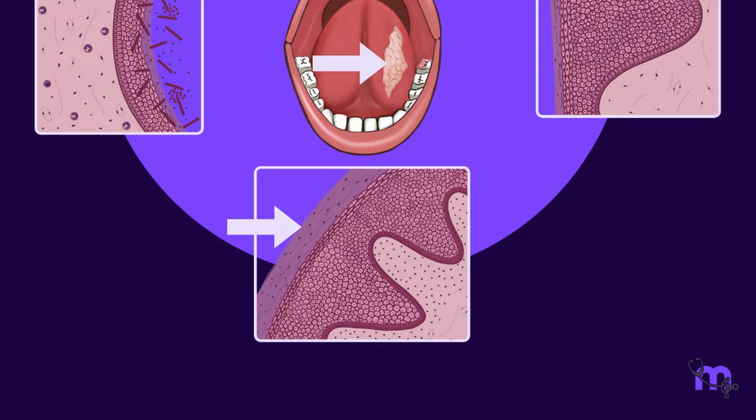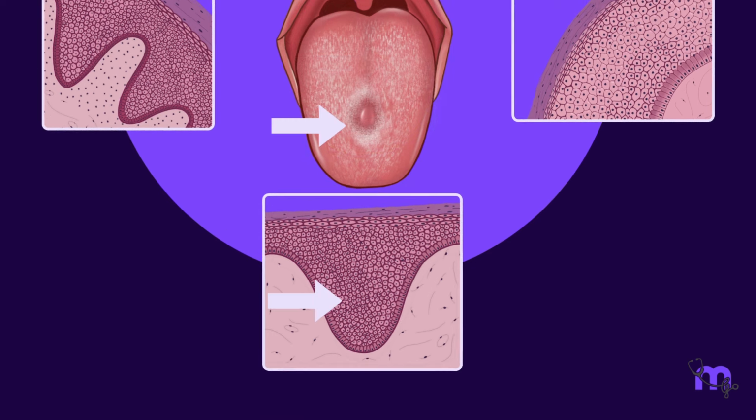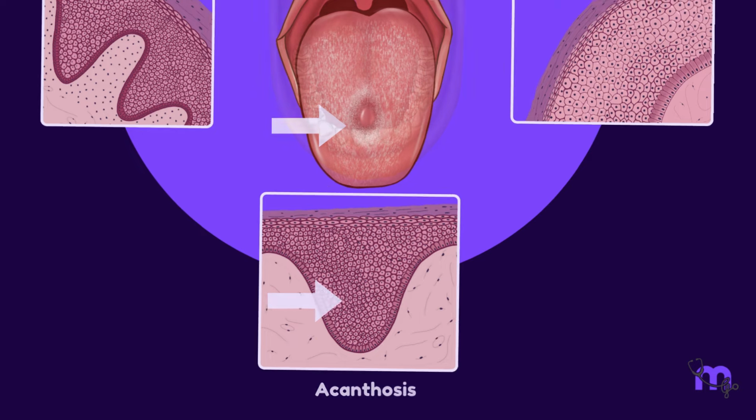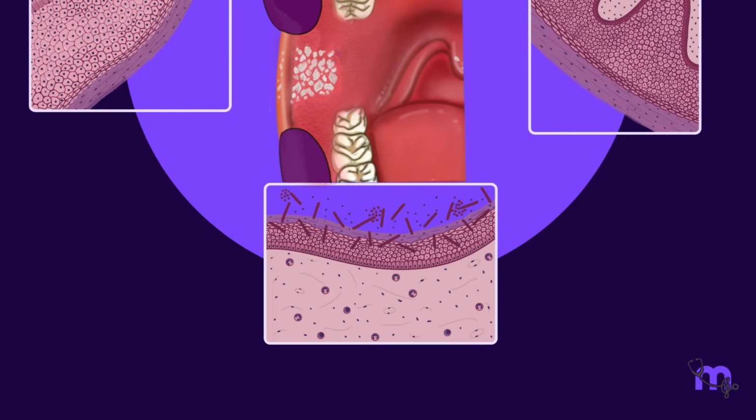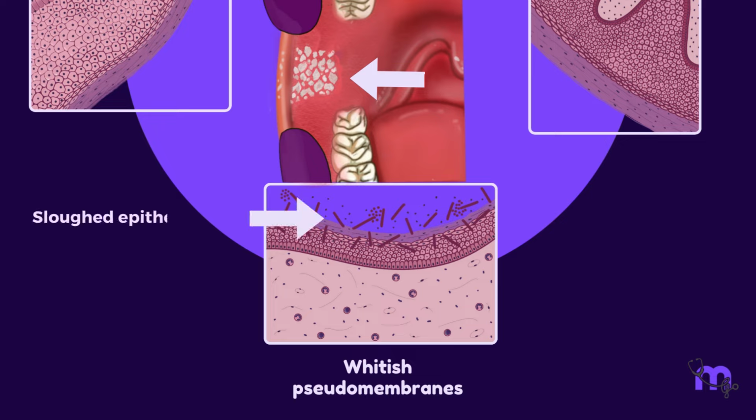Increased keratin production by a process called hyperkeratosis. Abnormal thickening of the stratum spinosum called acanthosis. Intra and extracellular fluid accumulation within the epithelium. Microbes, particularly fungi, can produce whitish pseudomembranes. These loosely attached membranes comprise sloughed epithelial cells, fungal mycelium, and neutrophils.